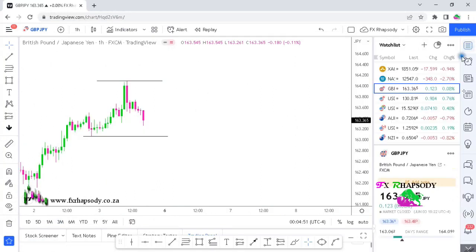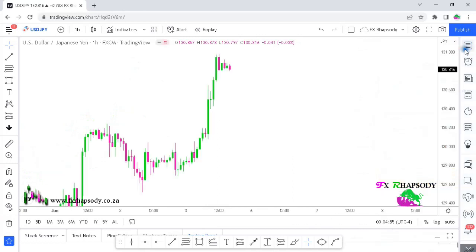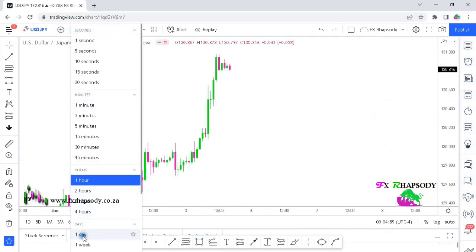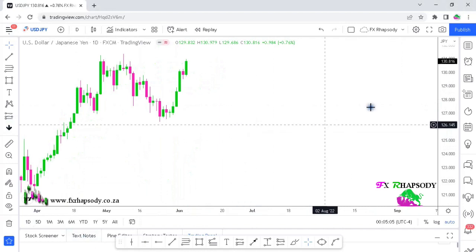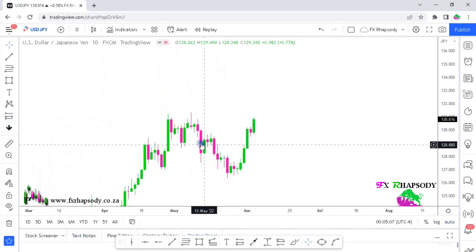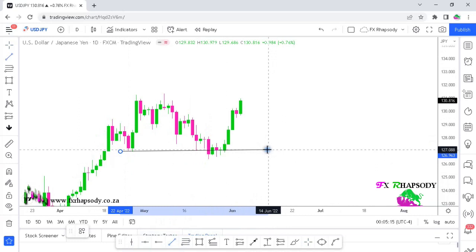Okay guys, so let us move on to the USD Japanese yen. Let's start off with our daily time frame. Okay, let's just zoom it out a little bit. Let's see what happened here. Okay, so on the USD Japanese yen, I'm just going to draw in this line so you can see that. Come on, there we go.